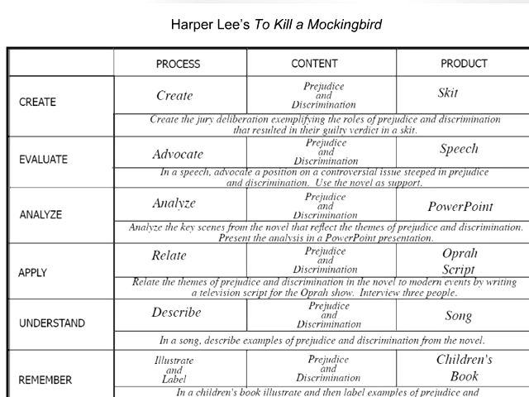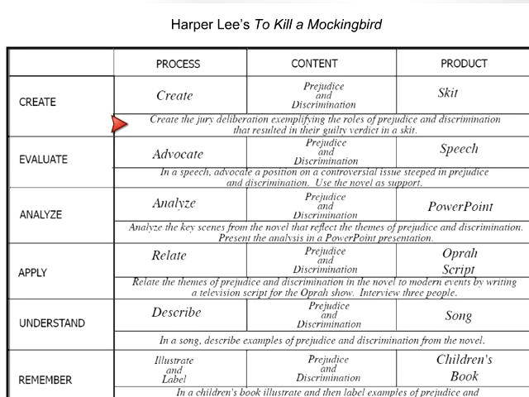And here we have an example from Harper Lee's To Kill a Mockingbird. The create level I find to be really an excellent one here. Create the jury deliberation, exemplifying the roles of prejudice and discrimination, the key concepts down the middle, that resulted in their guilty verdict, in a skit. And of course, if you read To Kill a Mockingbird, that jury deliberation doesn't happen, and so the create part is high-level thinking. And what's the most important thing about this?